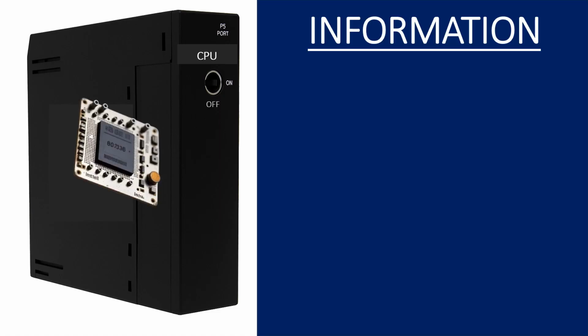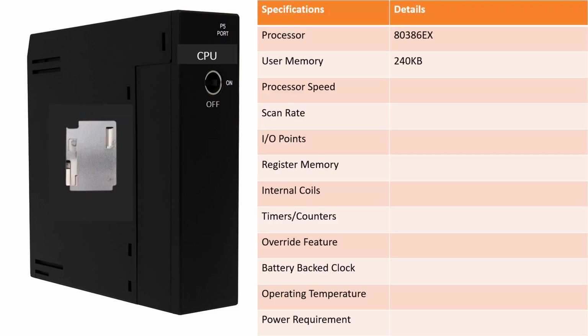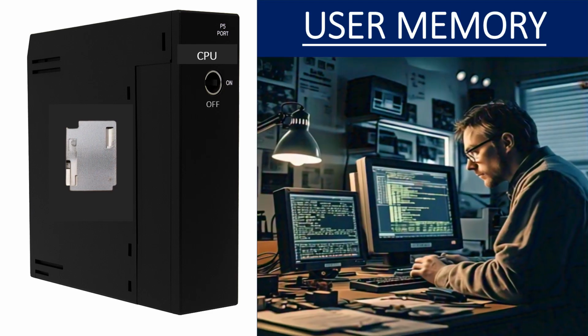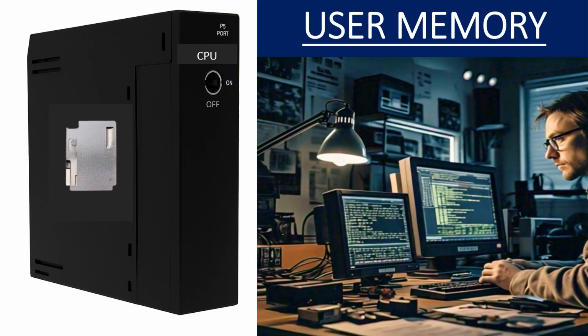Let's know a little bit of information about this processor. This is a variant of the popular 80386 microprocessor, specifically designed for embedded systems by Intel in 1994. User memory in this CPU is 240 KB. Let's understand what it is. It is the amount of memory specifically allocated and available for storing the PLC user program and data.